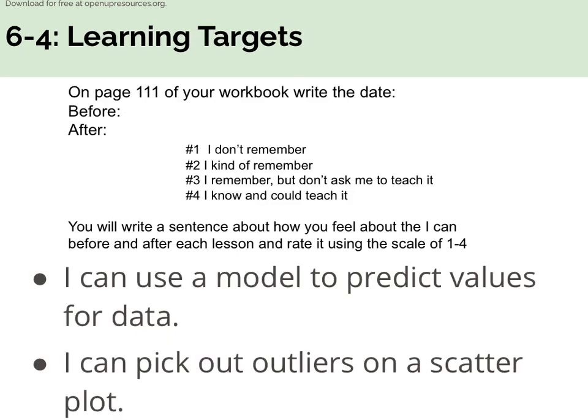Go ahead and turn back to page 111. Read the I can statements for today. I can use a model to predict values for data, and I can pick out outliers on a scatter plot. Write yourself a sentence about how you feel about today's lesson, and then give yourself a number 1 through 4. 1, I'm still confused. 2, I kind of got it. 3, I did get it. And 4, I can teach it to my friend.